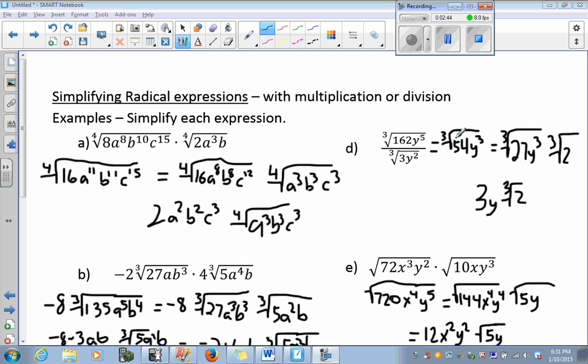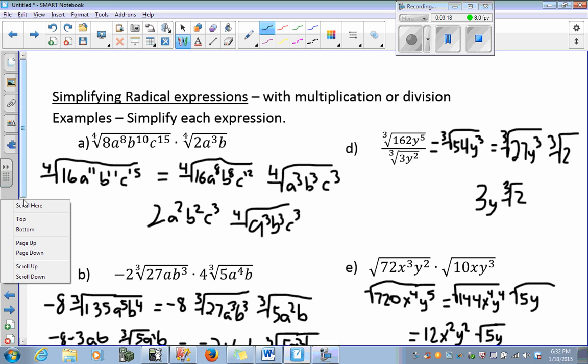Now, the cube root of 54, I'm going to break down as the cube root of 27 times the cube root of 2. Because 27 times 2 is 54, and 27 is a perfect cube. Y cubed, I'm going to place right here. So now I'll simplify my first radical. The cubed root of 27 is 3. The cubed root of y cubed is just y. Then I just bring this over. The cubed root of 2. So our final answer here, 3y times the cubed root of 2. Okay? Hopefully this makes sense.